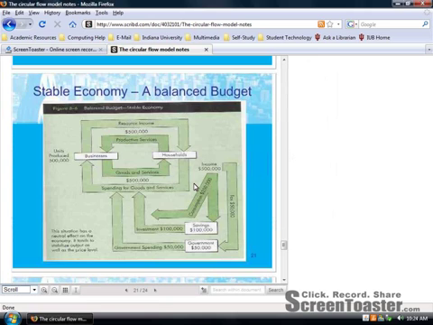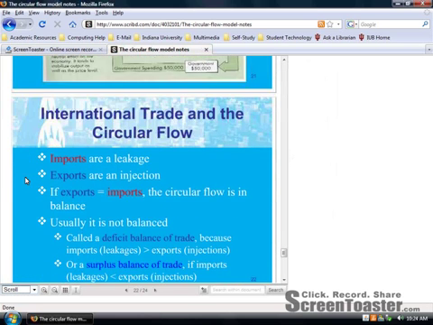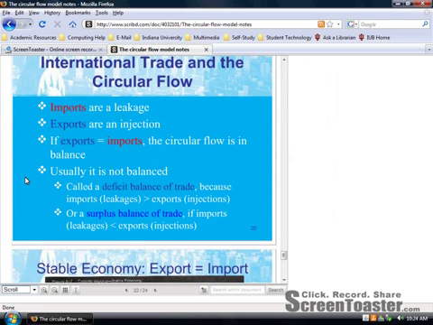Stable economy, and this shows a balanced budget. Take a second and look at that.